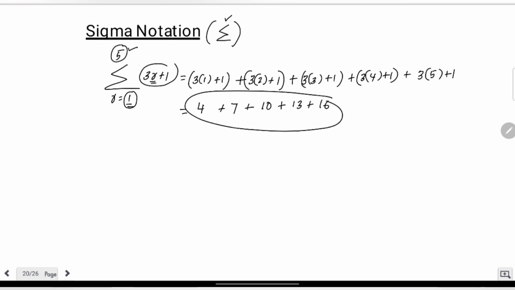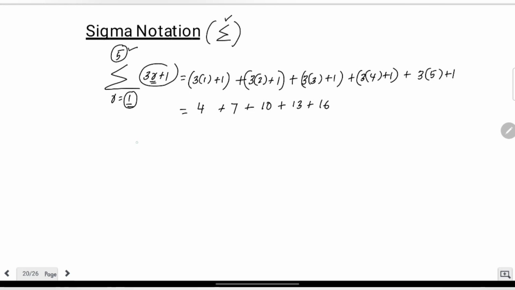Sometimes they ask you to find the value, so you just add it. Since here only a few numbers are there, you can even add it: 4 plus 7 plus 10 plus 13 plus 16. You can just use a calculator and you will get the answer, or you can use mental mathematics. So what I got now is known as the expansion of sigma notation.